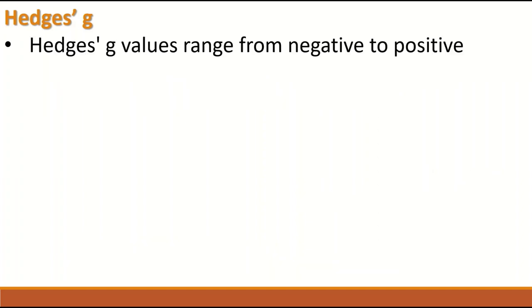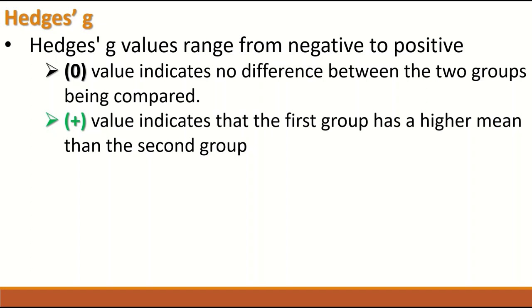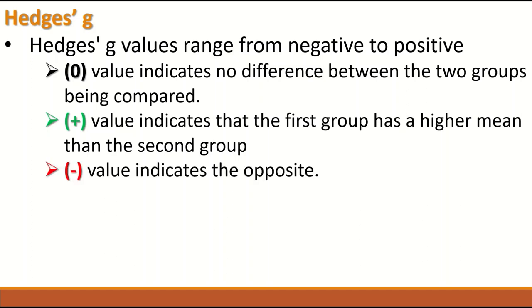Hedges G values range from negative to positive. So it can be positive or negative, since we are subtracting the means of the groups. If the value is equal to zero, then that indicates no difference between the two groups being compared. If the value is positive, then that indicates that the first group has a higher mean than the second group. And if the first group has a mean lower than the second group, then the Hedges G value will be minus. Now, this is for Hedges G.